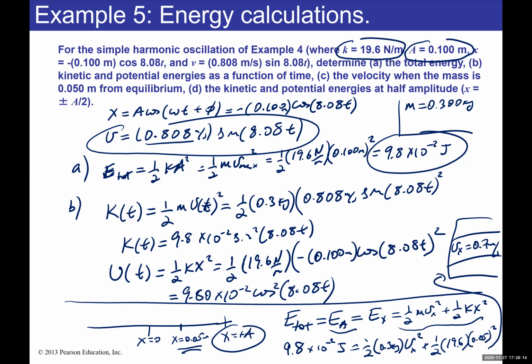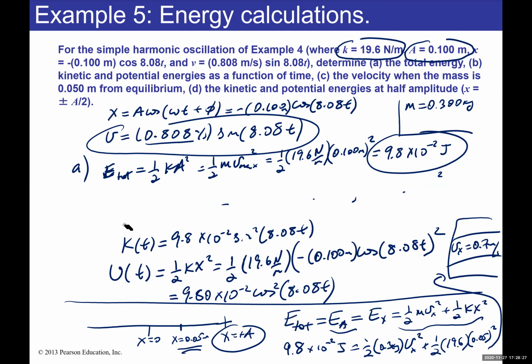All right, so finally, the last one is let's find the kinetic and potential energies at half amplitude. I'm going to have to clean up a little bit here. Let me clean up this part B. We don't really need this part B, because we need part A. That's going to be useful for us.